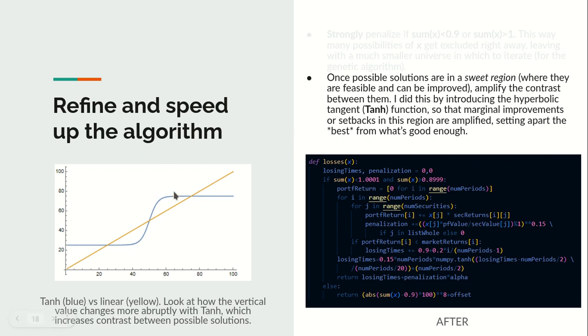I did this by introducing a hyperbolic tangent function so that marginal improvements or setbacks were amplified. As you can see here, the small changes in the horizontal axis are translated to larger changes in the vertical axis. And this sets apart the best solutions from what is good enough.